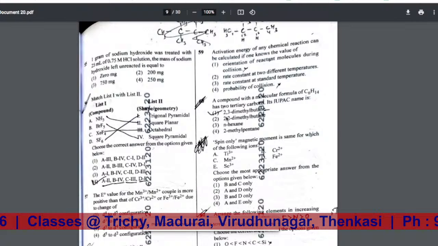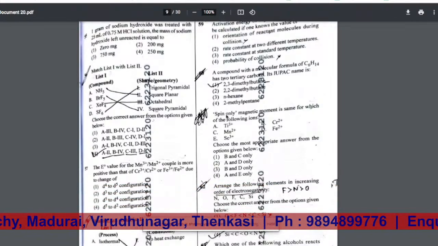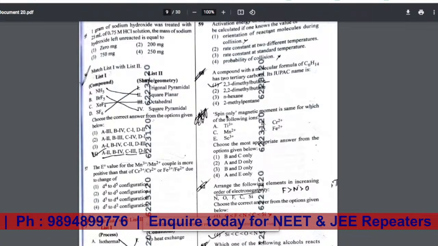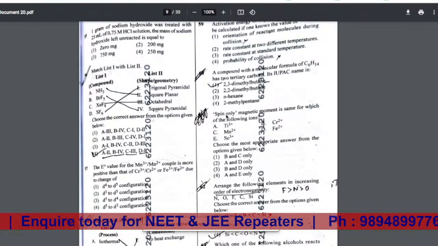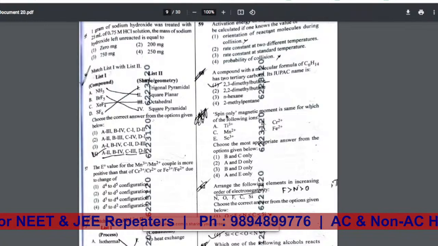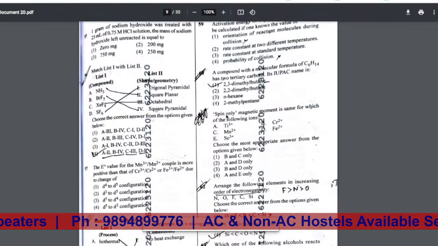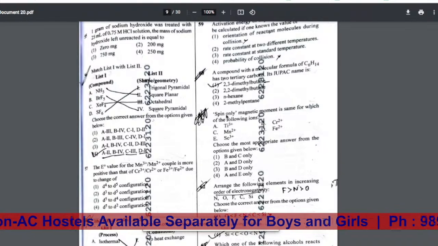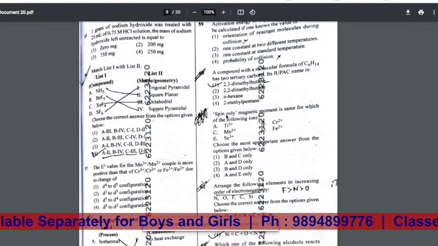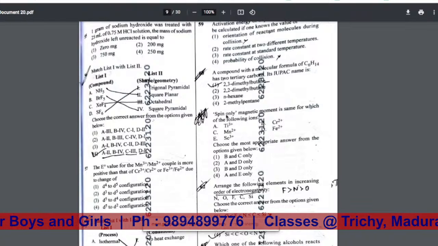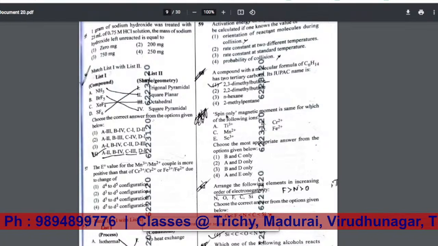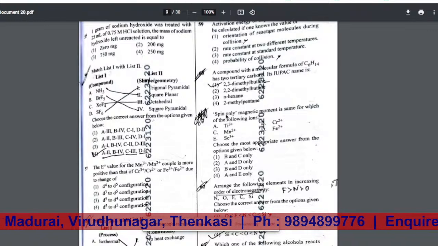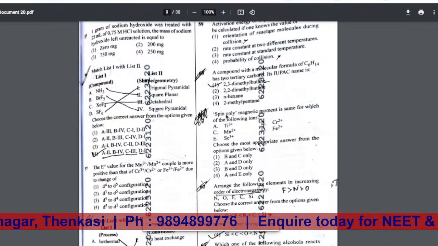Now, next: the E0 value for the Mn3+/Mn2+ couple is more positive than that of Cr3+/Cr2+ or Fe3+/Fe2+ due to change of. If we check the E0 value, this is actually electrode potential in terms of reduction. So reduction potential is given. Mn3+ is getting converted into Mn2+, meaning reduction is happening here. The question is telling us the E0 value is more positive for Mn3+ to Mn2+.